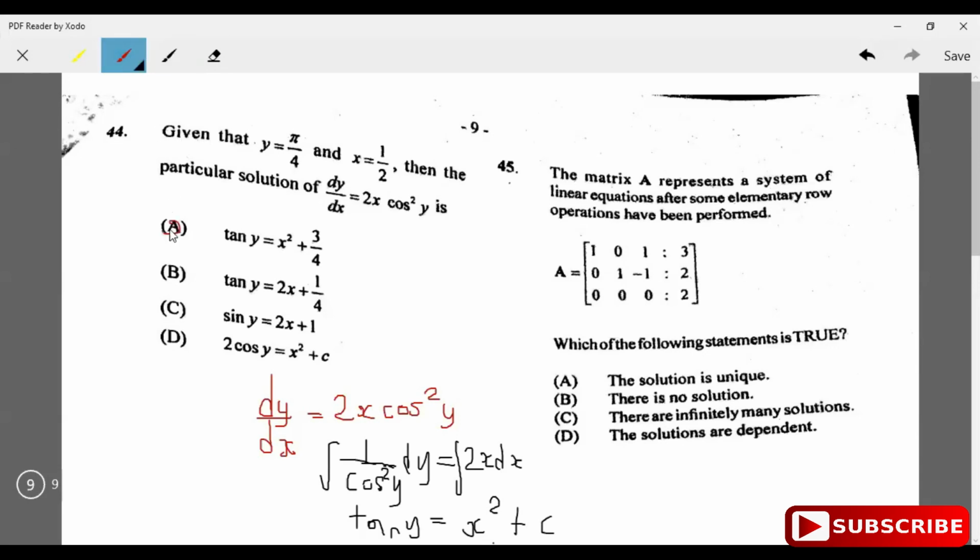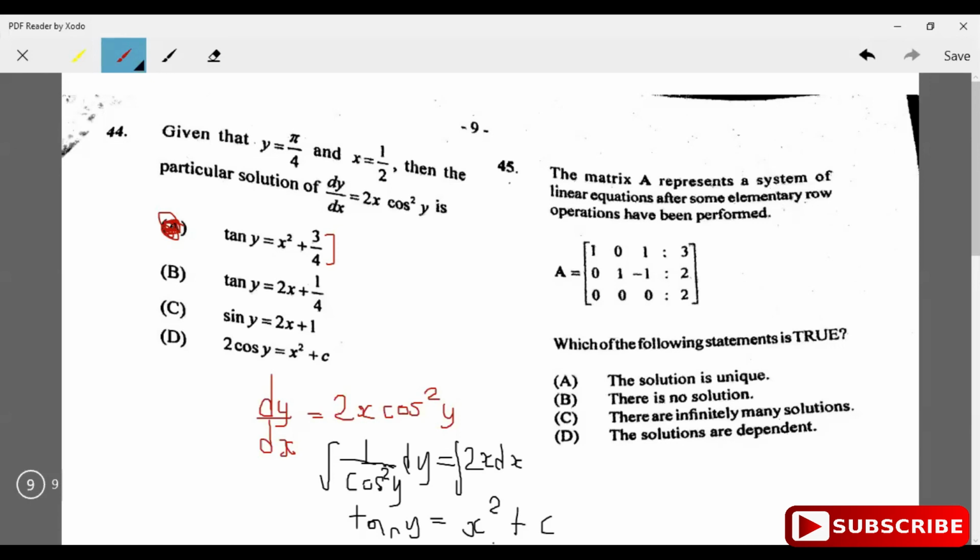And therefore c in this case is 3/4. That is when you're finding the constant. We can find the constant right here by putting in y is pi by 4. The tan of pi by 4 is 1, so we get 1 is equal to a quarter plus c, and so c must be 3/4.